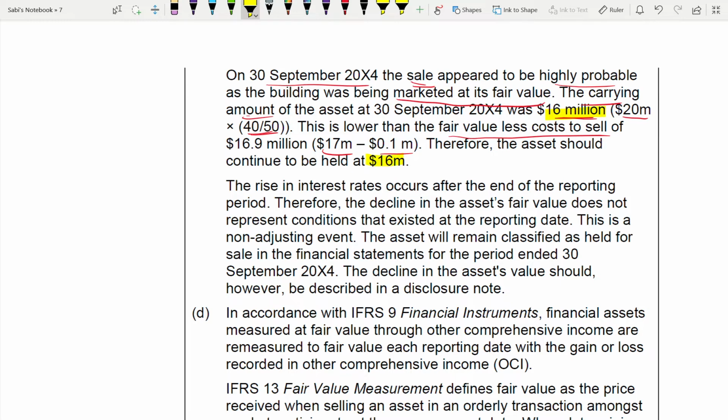Correct. Now we are talking about the interest rate. The rise in interest rate occurred after the end of the reporting period. Okay. So therefore, any decline in the asset's fair value does not represent a condition that existed at the reporting date. It happened after. So what happens? This is a non-adjusting event. Anything after the reporting date is a non-adjusting event.